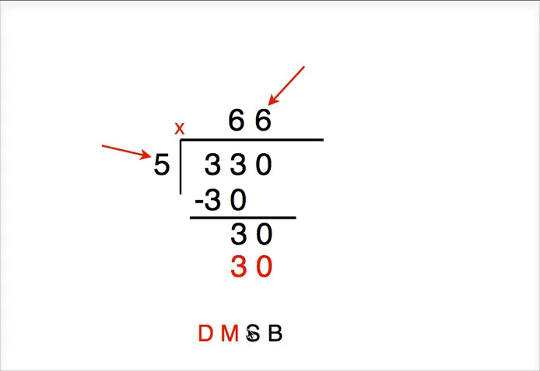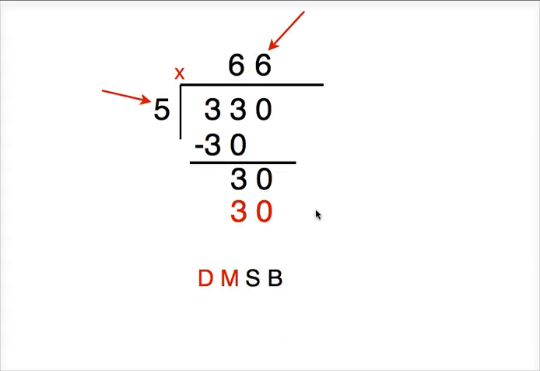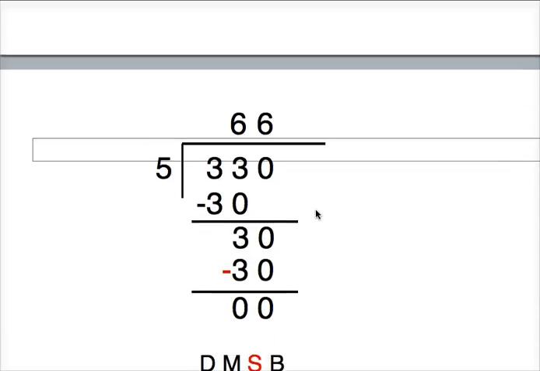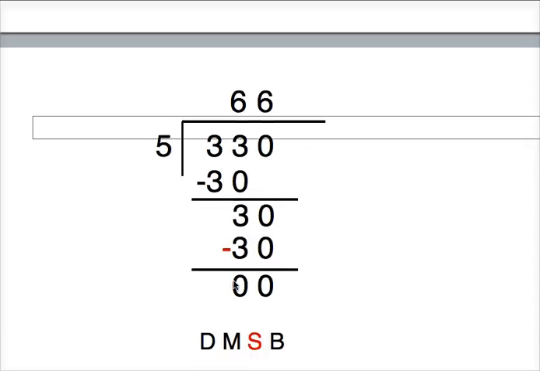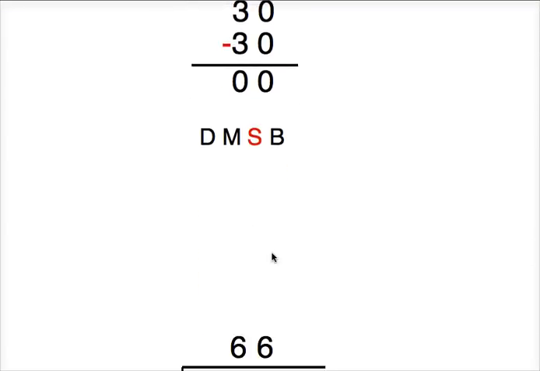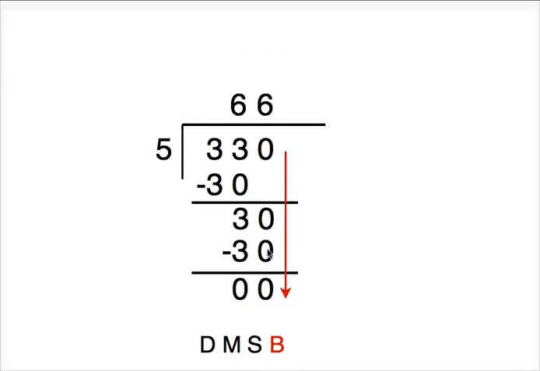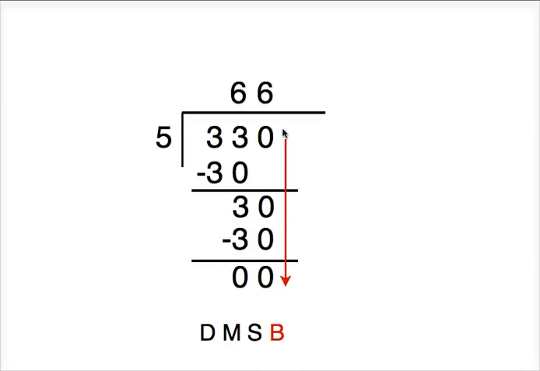So I line the numbers up. After I've multiplied, it's time to go to the S. So we go to subtract. 30 minus 30 is 0. When I get 0, that tells me that the problem is completely done. I don't have to go any further. There is no remainder.